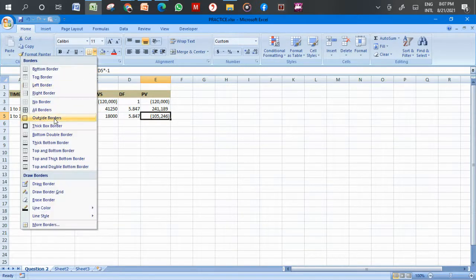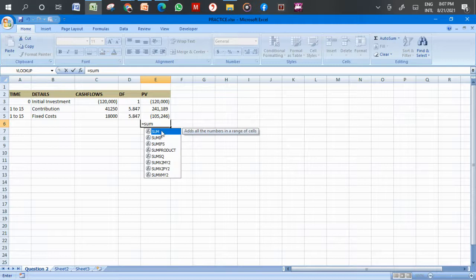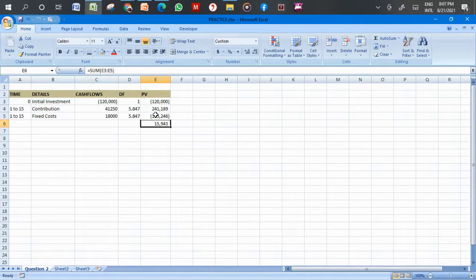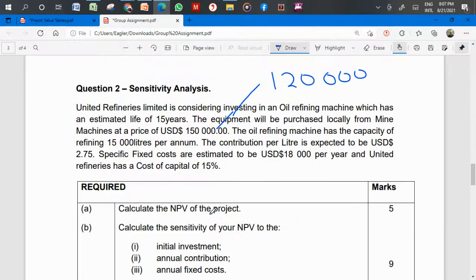Okay, so now we are going to say our present value is the sum of these. So our present value becomes 15,900. Okay, so this is our requirement number one, calculate the net present value.